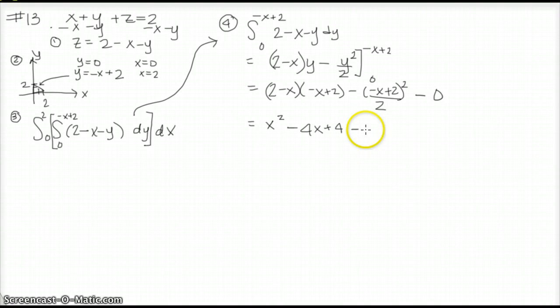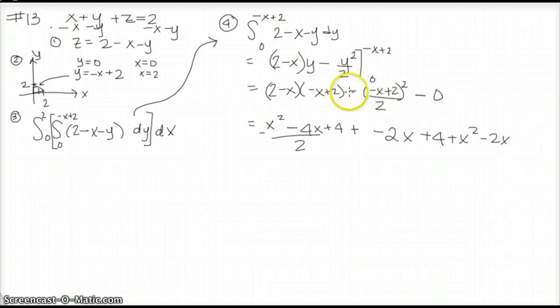And I got, whoops, I'm sorry, this part here is the negative x plus 2 squared, so I'm going to put that all over 2. That gets a negative out in front. And then this part FOILed out is negative 2x plus 4 plus x squared minus 2x. So sorry about that, I just switched them. So this term FOILed out is now here, and this term FOILed out is now here.